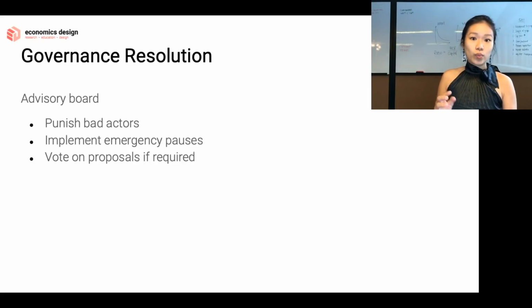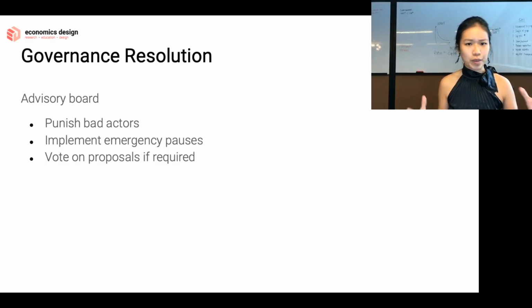And this is where Nexus Mutual thought about it, and they have an advisory board. Not everyone gets to be part of the advisory board. These are people who are experts, who have experience, who actually understand everything that's going on. And they can do three things. The first one is to punish bad actors.